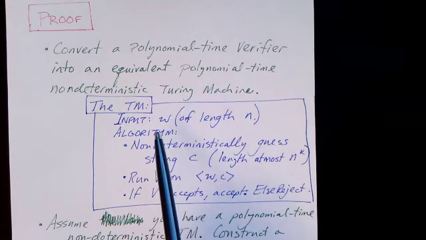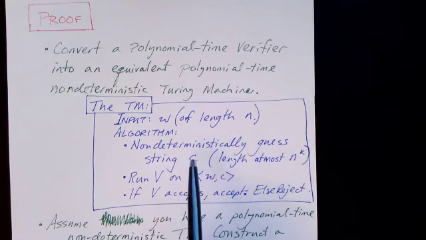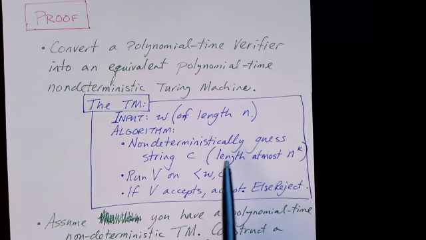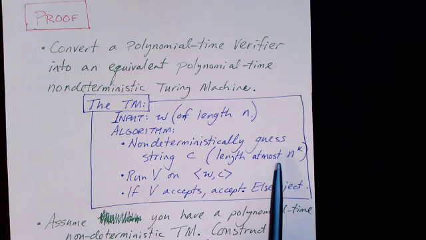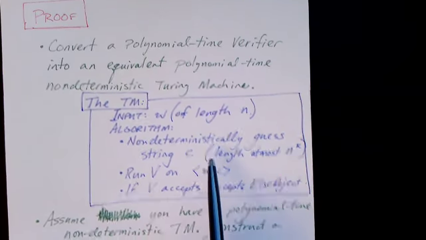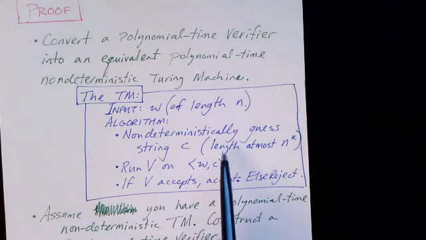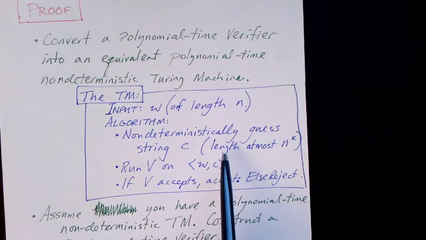So what we do, our algorithm is simple. We non-deterministically guess the string C. It's at most polynomial in the size of the input, so we guess it, and we can do that in polynomial time, of course. And then we run V as a subroutine on the input and this string C that we've just guessed. And if V accepts, we accept, otherwise we reject. So guessing the certificate can be done in polynomial time.